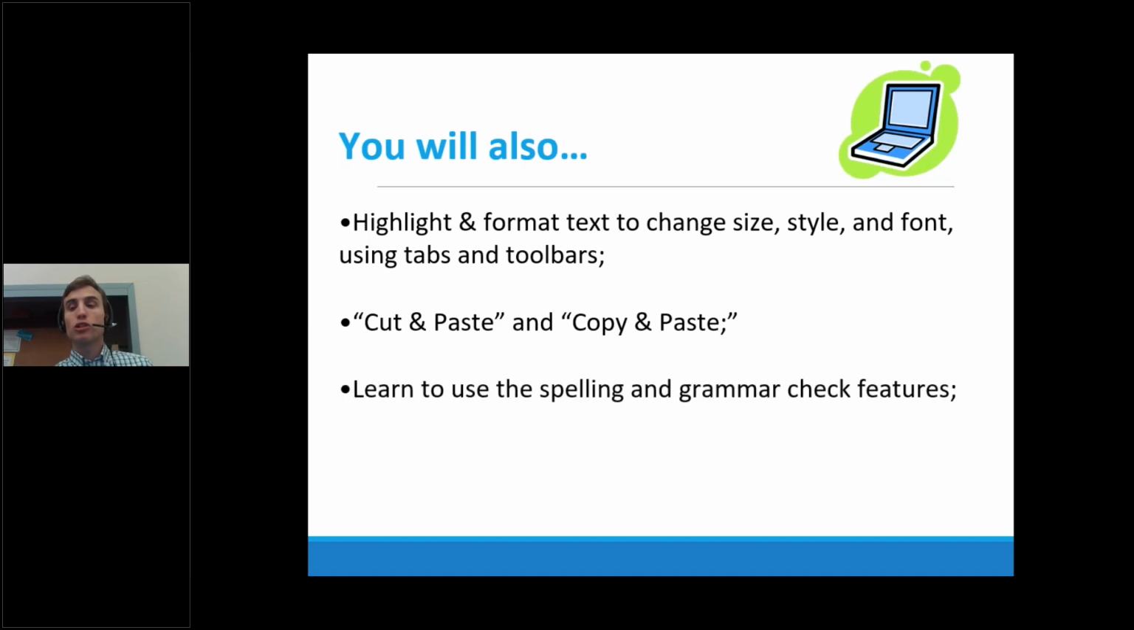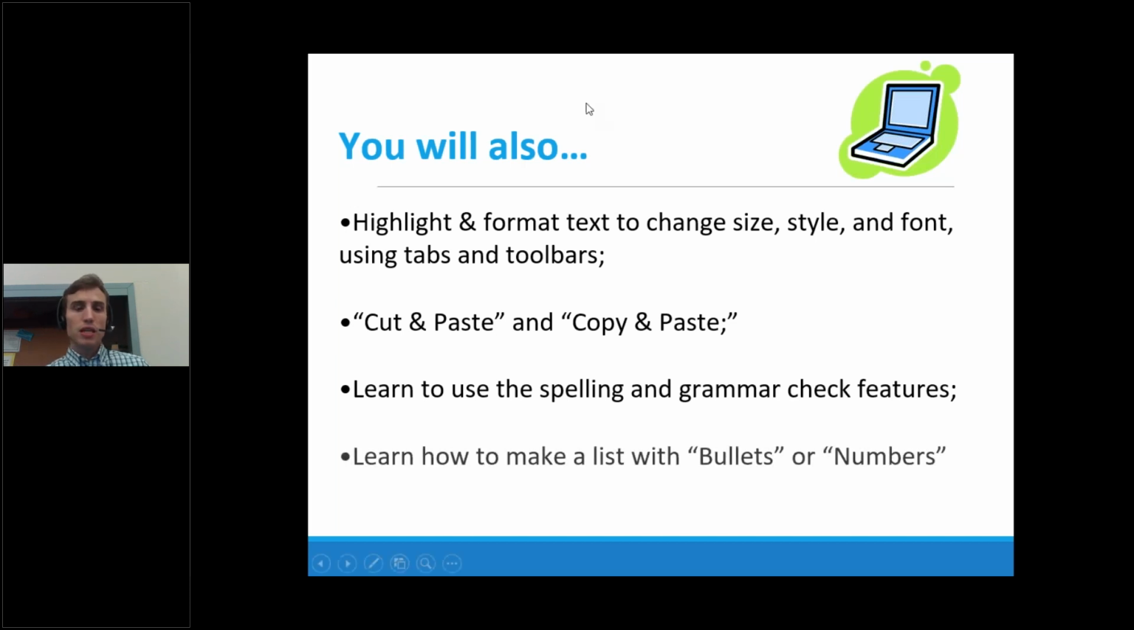And we're going to use our spelling and grammar check features to look for and fix any errors. And we're going to make a list with bullets or numbers. So I'm going to show you that we tend to think of typing up a document as a normal traditional paragraph-based document, but Word also allows us to very quickly make something like a list. We could even essentially convert a paragraph to a list, and vice versa. So we'll get to that a little bit later.